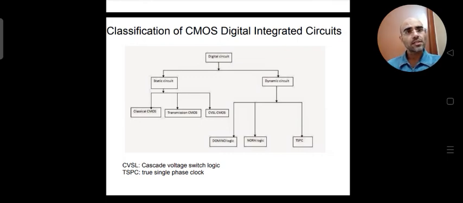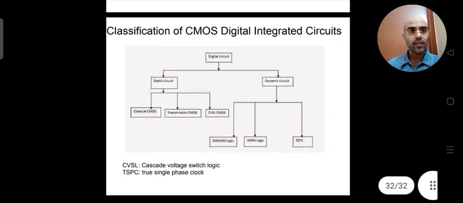So I hope for today, this particular introductory part is now over. In the next class, we'll start with a new topic. This particular PPT is over at this stage.